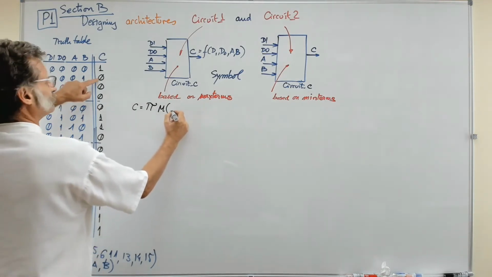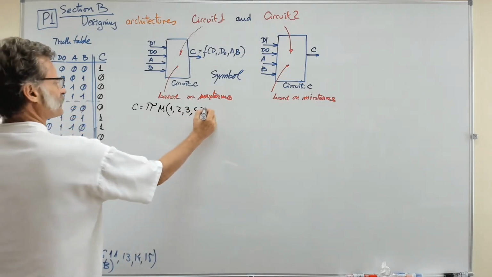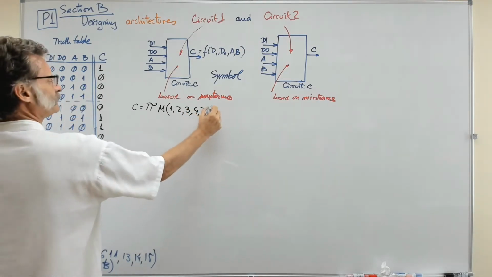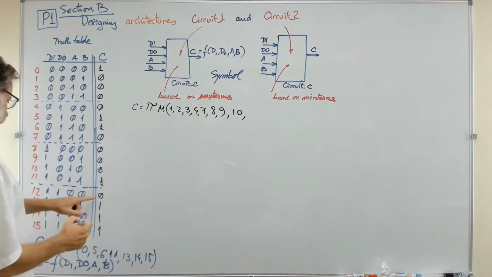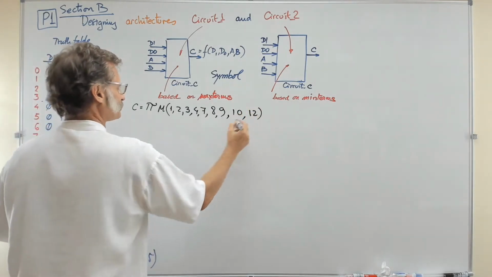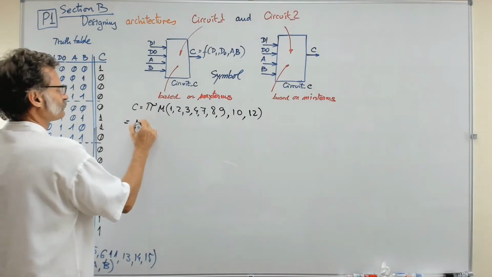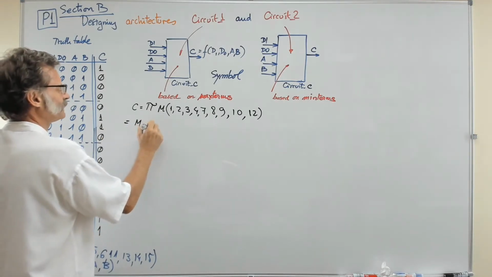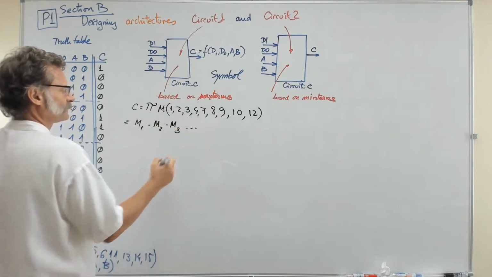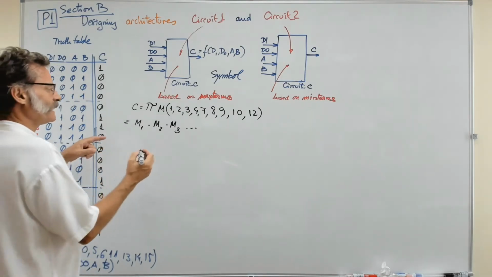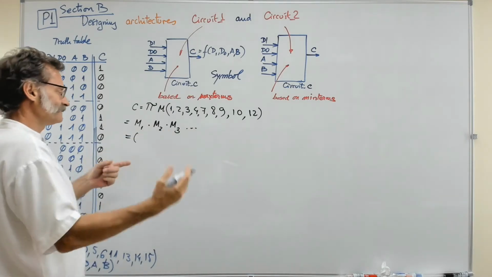You see, the maxterm 1, the 2, the 3, the 4, the 7, the 8, the 9, the 10, and then there is the 12. Those are the maxterms. So if you expand the equation, it's going to be something like this: the maxterm 1 and the maxterm 2 and the maxterm 3 and so on, right? In a way that this list of maxterms can be expanded again in this way.